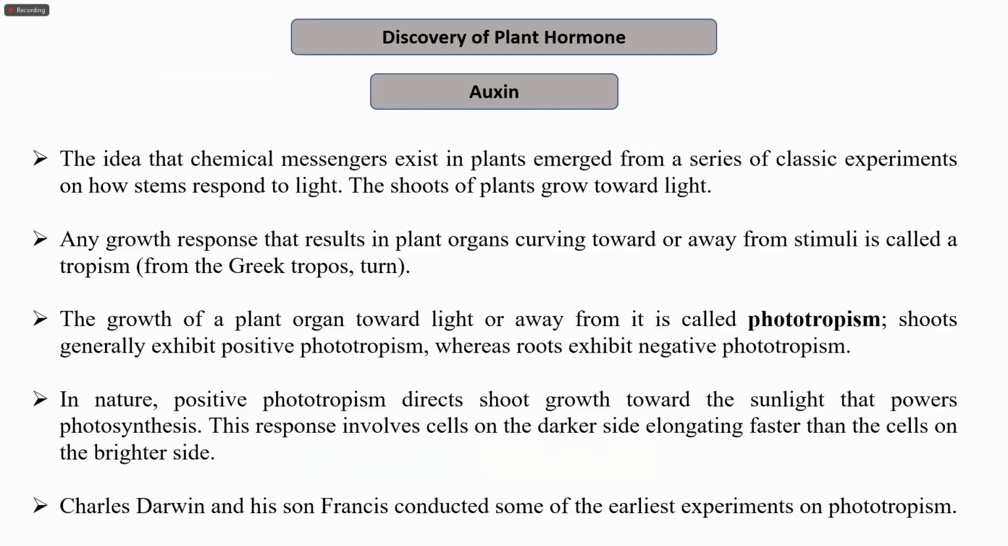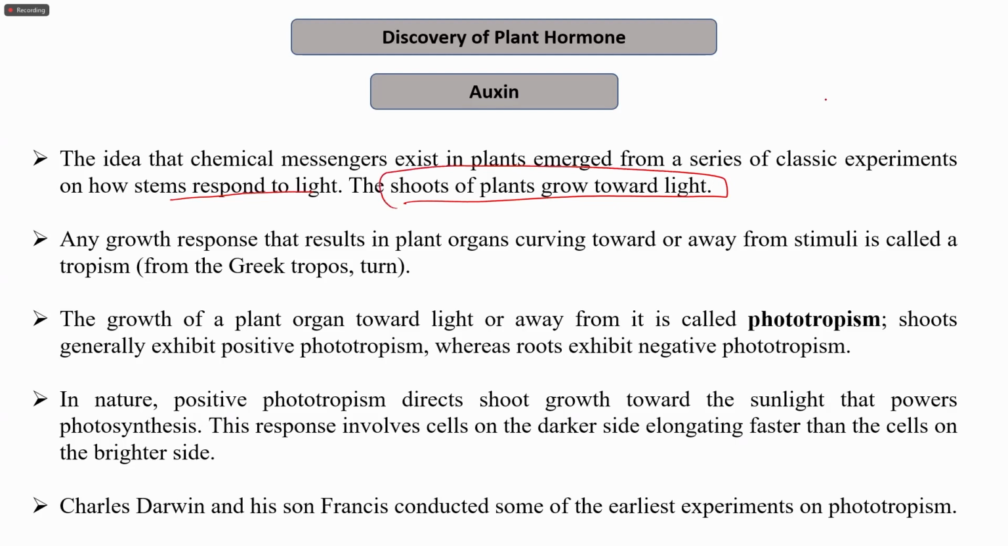So before proceeding further, we first need to understand the discovery of these plant hormones. The discovery of these hormones was accidental, and the discovery itself gives an idea about the function of these plant hormones. The idea that chemical messengers exist in plants emerged from a series of classic experiments on how stems respond to light. The shoots of the plant grow toward light.